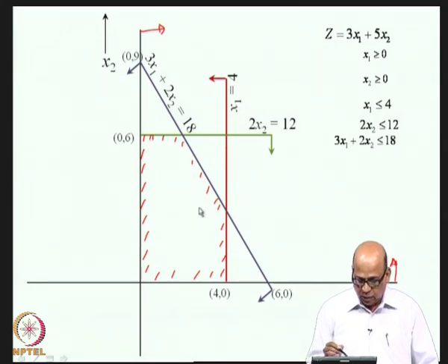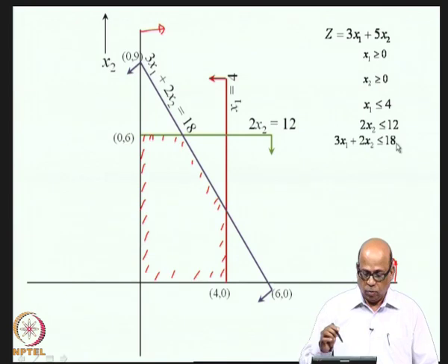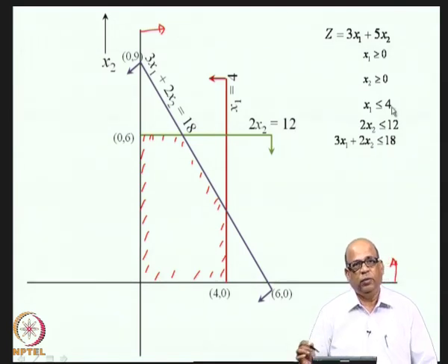In this feasible region, you take any point within the feasible region, it satisfies all the conditions, and that is why it is called a feasible region. So, any point lying within or on the border of this region satisfies all the conditions. How many such points are there? There are infinitely many points which will satisfy all these conditions.